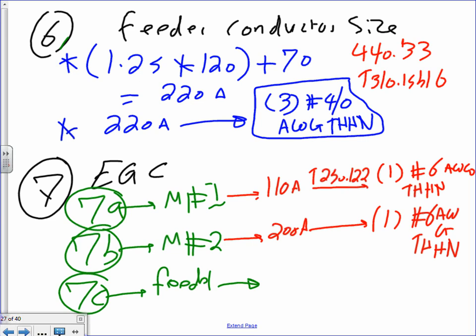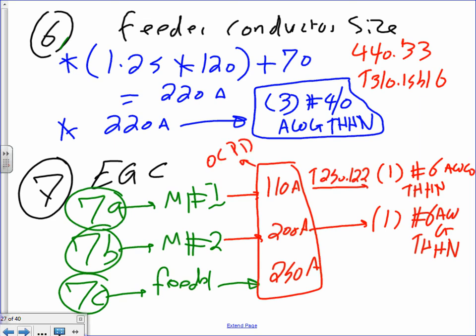What was the feeder size? 210? No, the overcurrent device. 250. So here's my 250 amp overcurrent device. By the way, all these are overcurrent protection devices. Okay, so if you come from here, one conductor, what size for 250? Number 4 AWG THHN. Any question, guys? Any comments?